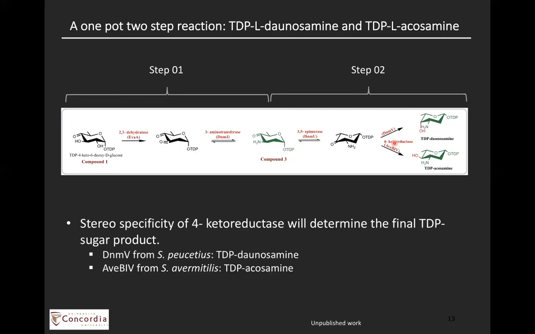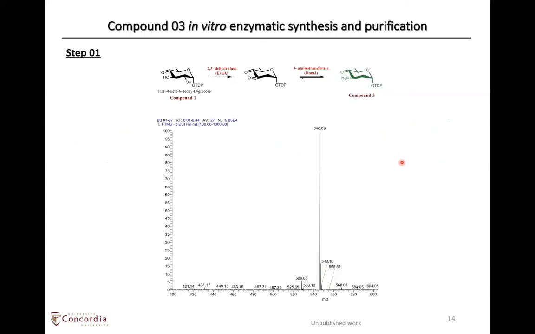So the choice of the ketoreductase depends on the final product that we want. If we want TDP-daunosamine with an axial hydroxyl group, it will be DNMV. And if it is TDP-acosamine, it is ABEP4. So using our proposed pathway, I synthesized and purified an intermediate that is compound 3. And then I was able to get a best yield of 43%. Also, it should be noted that same as compound 1, compound 3 also exists in a hydrated form.